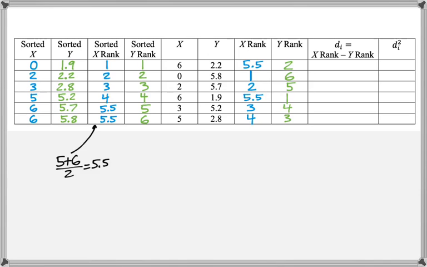So now that they are in the original order, we need to subtract the ranks. And we get 3.5, -5, -3, 4.5, -1, and 1. Finally, we square these, and we get 12.25, 25, 9, 20.25, 1, and 1.